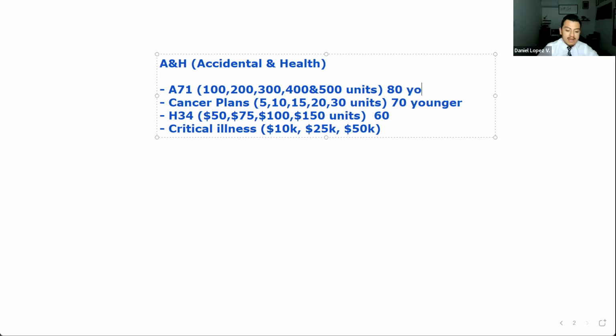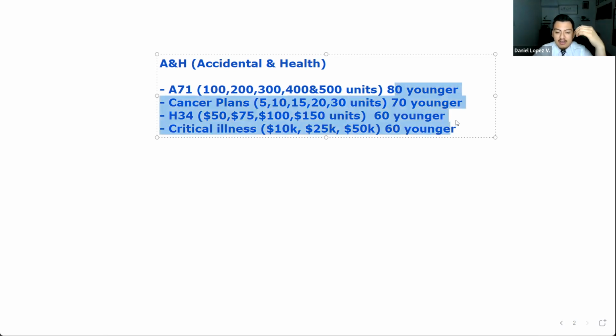You can only get these plans if you're 80 or younger, 60 or younger, and I believe this is also 60 or younger. So someone who's 65 cannot get an A34. But if you got it before 60, then you're good as long as you pay the premium. Now, keep in mind, these are not the only qualification. This is the only qualification when it comes to age. You also have to qualify health-wise.